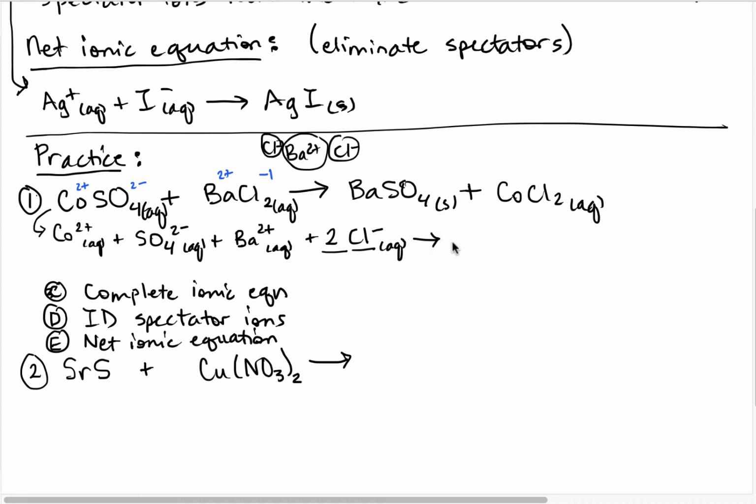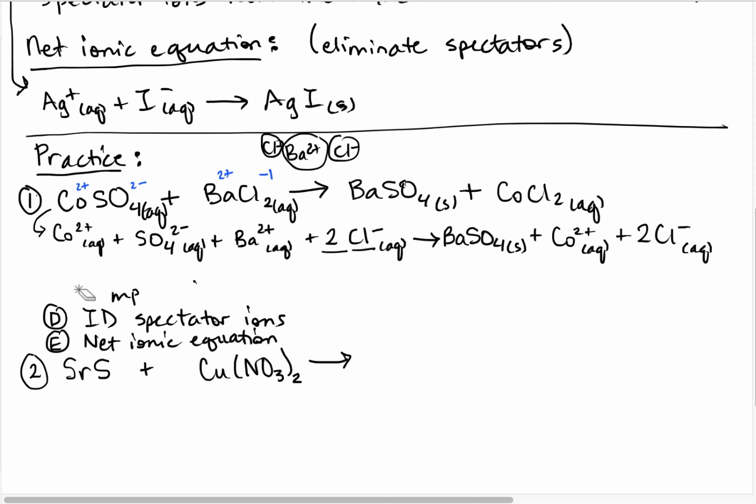Now on the right-hand side, we have barium sulfate, which is solid, so we don't separate it. It is not soluble. It does not dissociate. But the cobalt is, and it stays cobalt 2+, and the chlorides also just hang out. So we've written the complete ionic equation.